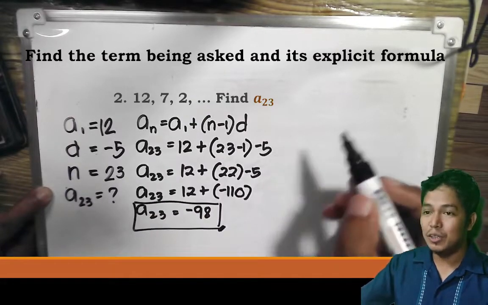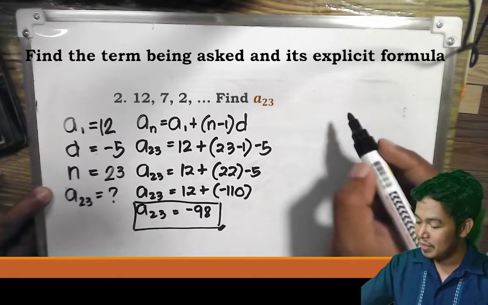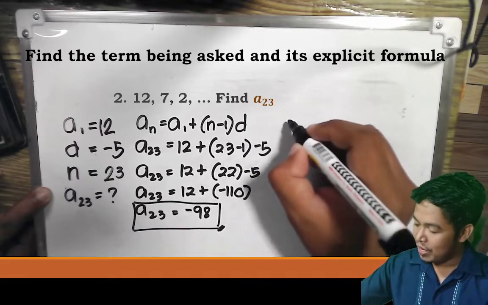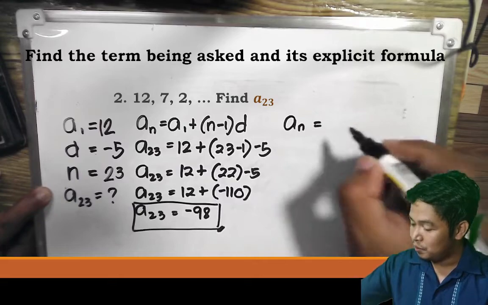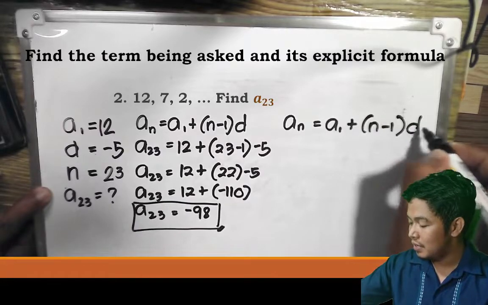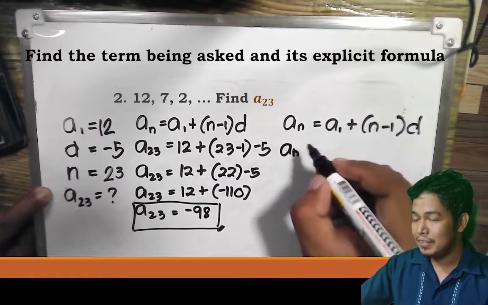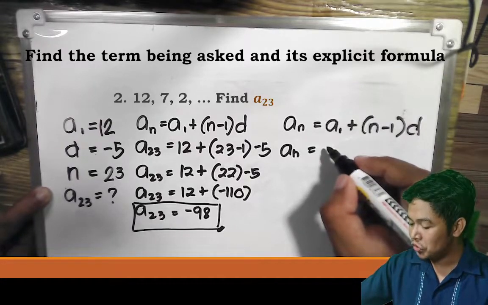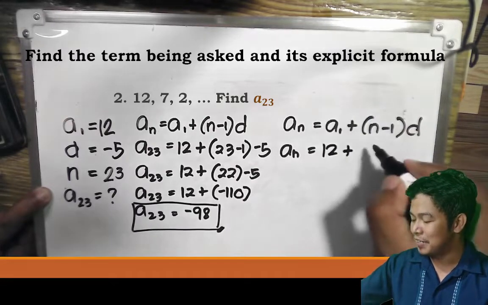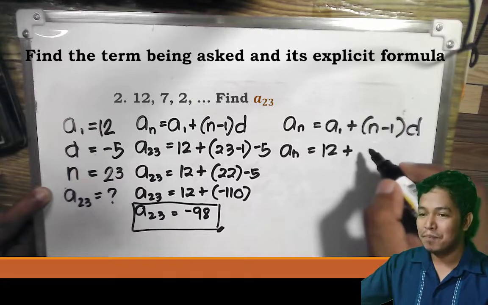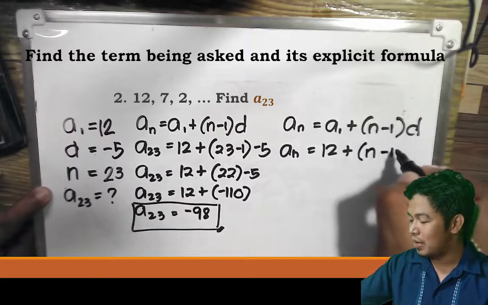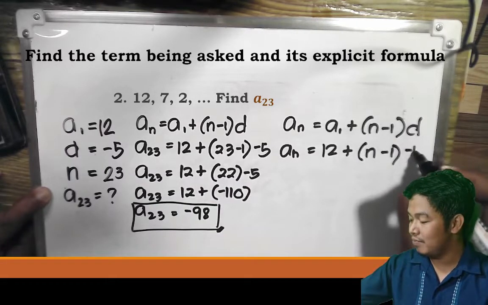Next, we need to find the explicit formula. To find the explicit formula, let the number of terms be n. So a sub n is equal to a sub 1 plus n minus 1 times d. Then a sub n is equal to, our first term is 12, plus the number of terms represented as n. N minus 1 times the common difference, negative 5.